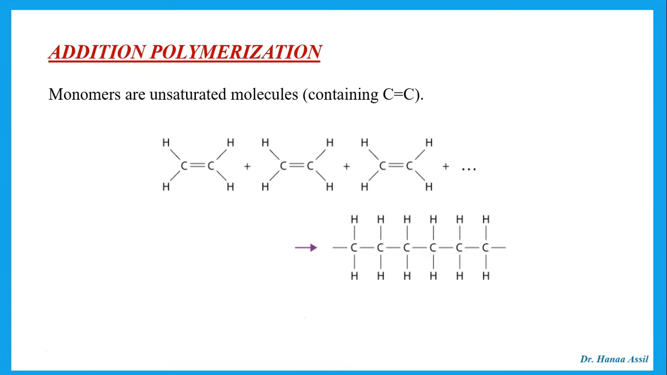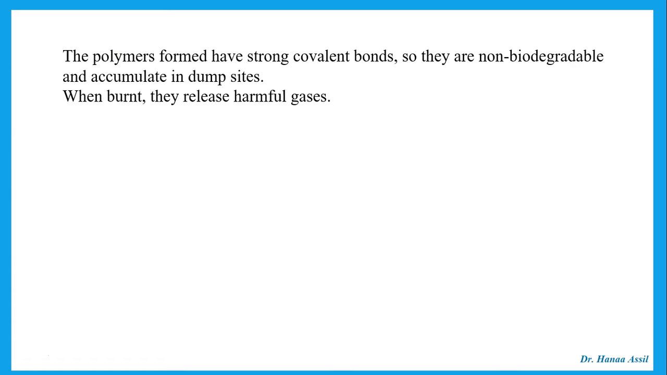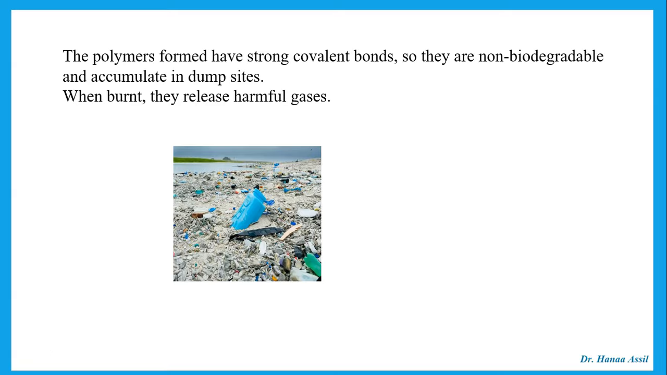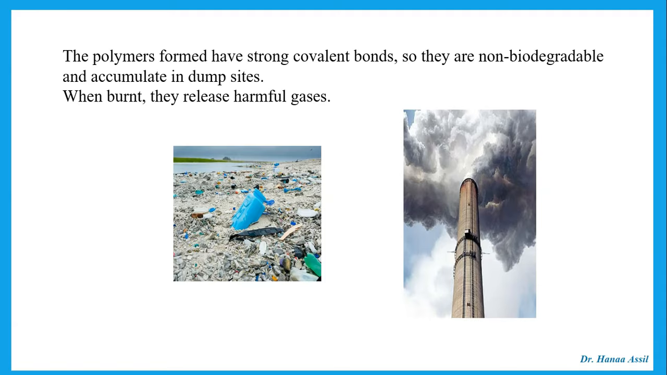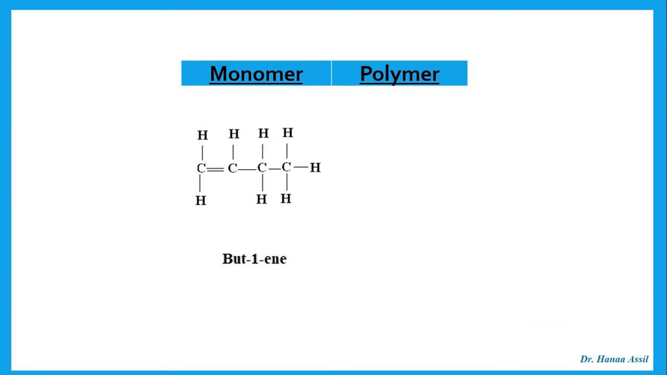Addition polymerization is where the monomers are unsaturated with double bonds, and we join them all together by opening the double bond and making new single bonds between the monomers. The polymers formed have strong covalent bonds, so they are non-biodegradable, accumulate in dump sites, and when burnt they release harmful gases. This is the disadvantage of the use of polymers.